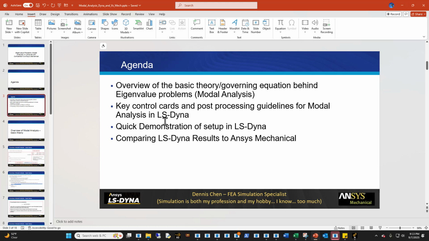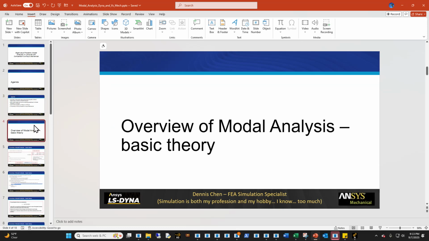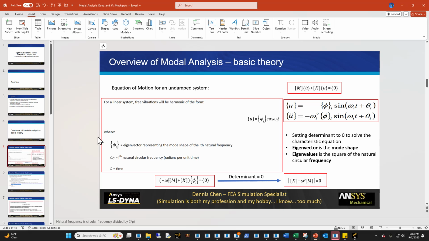And lastly, we'll do a quick comparison between the Dyna results and the Mechanical, which shows they're essentially the same, with a slight difference that I haven't figured out why, but I think that's not that important at this point. Most mode shapes are looking exactly the same. Okay, so a quick overview first.